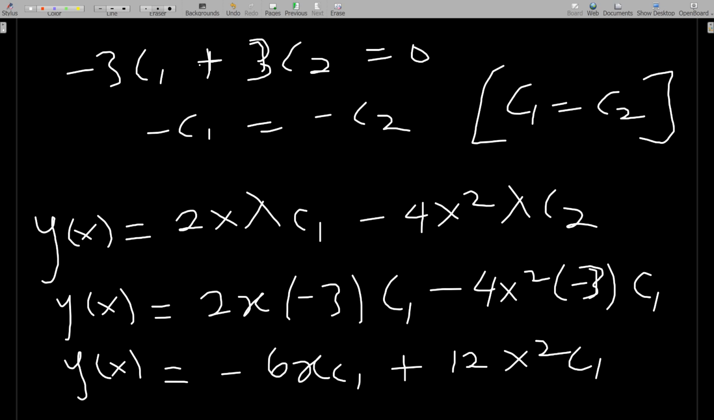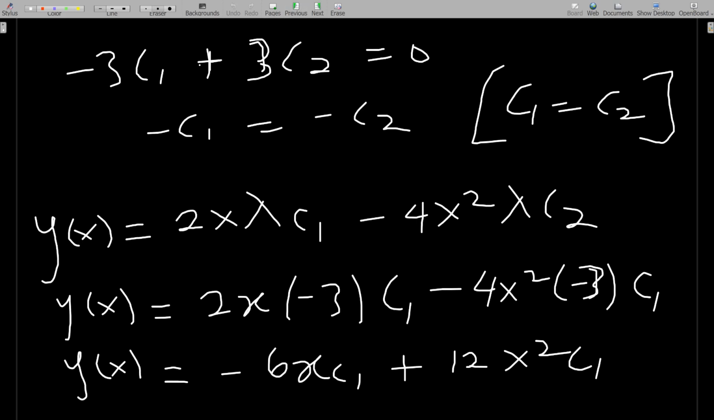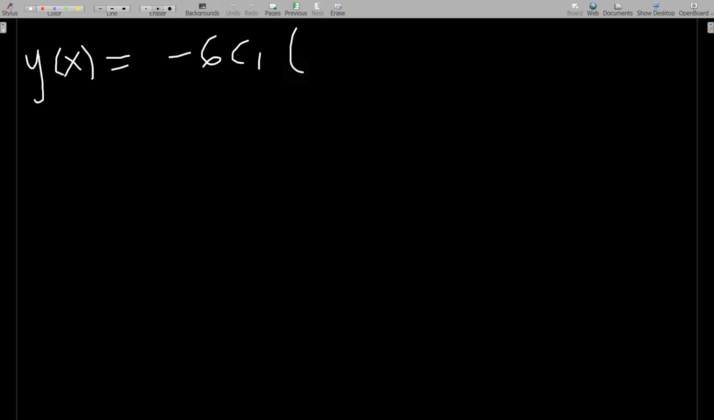So you have c1 on both sides, and 6 goes into both of them. So we have y of x being equal to minus 6 c1. Let me come back and check. So I have plus 12 here. So if I factor -6, I'll have to get a negative something inside. So I have x plus 2x squared, or it should be minus, right? x minus 2x squared rather. So x minus 2x squared, and this will be our solution to the question.